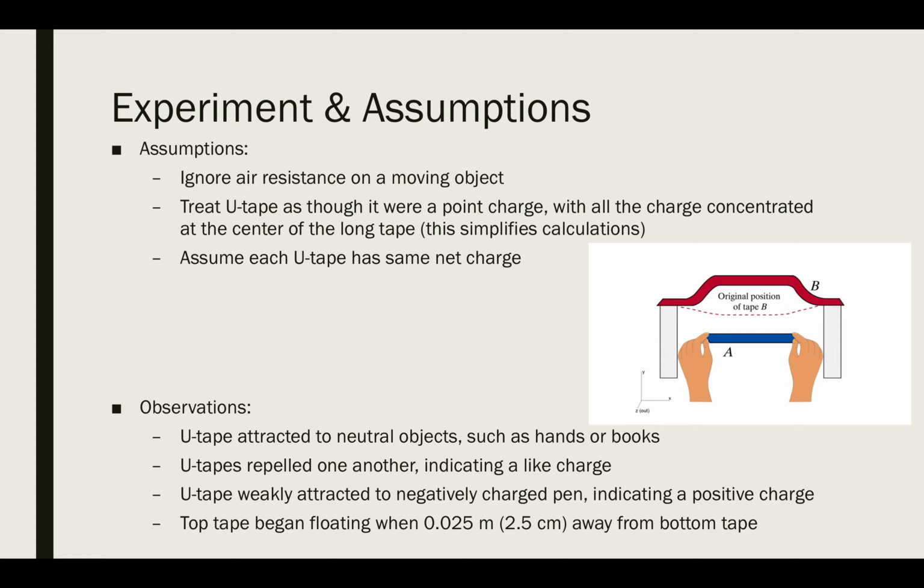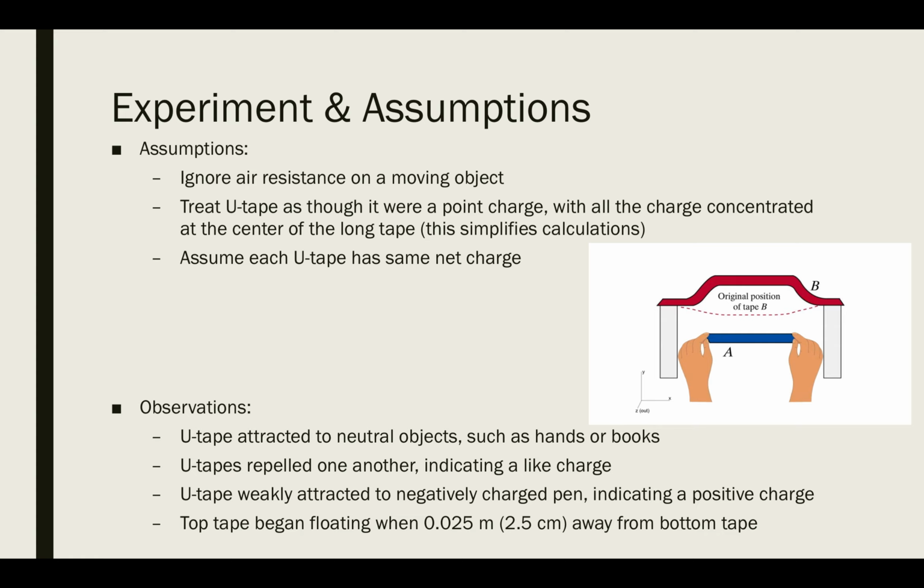In this experiment, several assumptions were made to approximately determine the amount of charge on the floating tape. I ignored air resistance on the moving object. I treated the U-tape as though it were a point charge with all the charge concentrated at the center of the long tape in order to simplify calculations. I also assumed that the net charge was the same amongst all U-tapes because we did the same steps and methods to charge all tapes used.